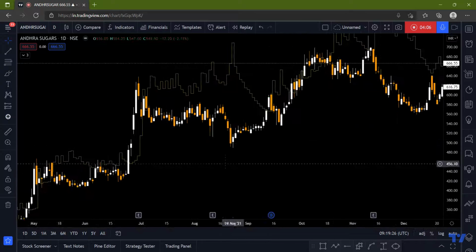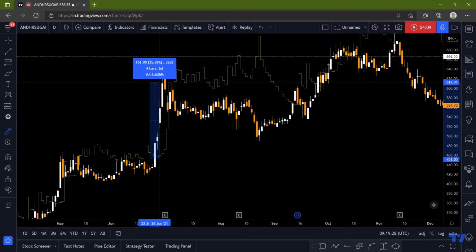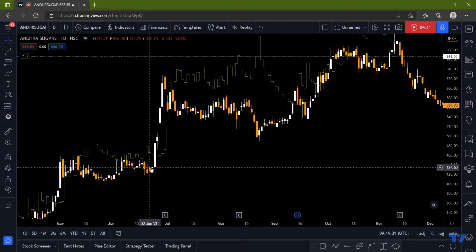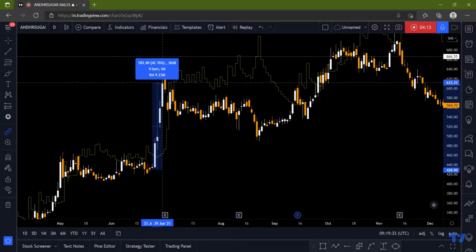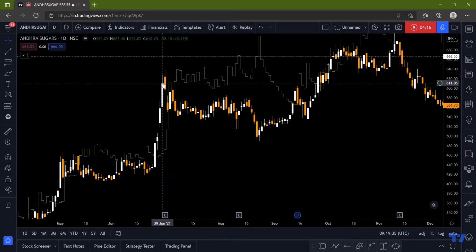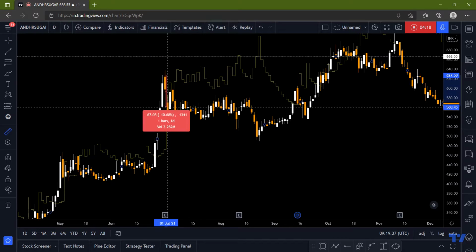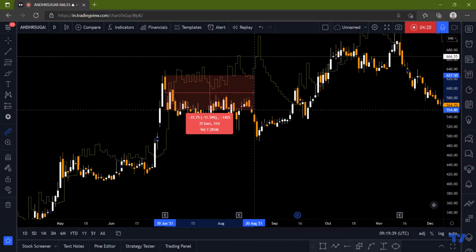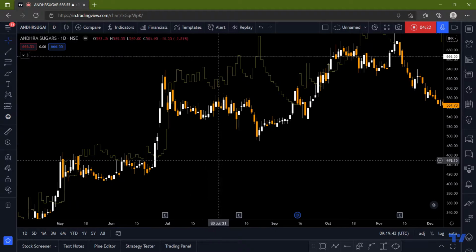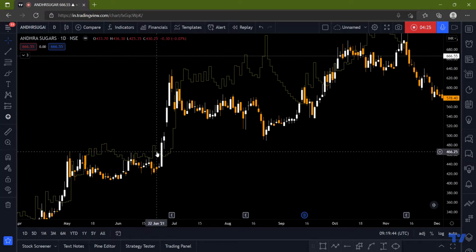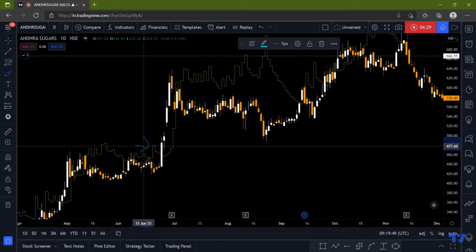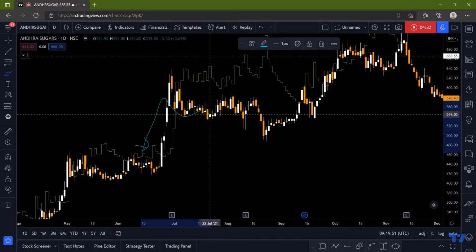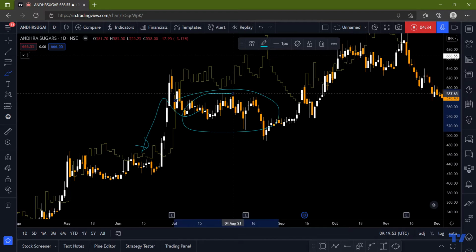For example, Andhra Sugar. You see, in just 4 candles, it gave returns of almost 45%. And after that, it first fell sharply and then consolidated for almost 50 days. So if you were a trader and you had entered even here, on this particular trade, you're holding it for so long, but for these particular days you're not getting any return. So what's the point of even holding that particular trade for these many days?